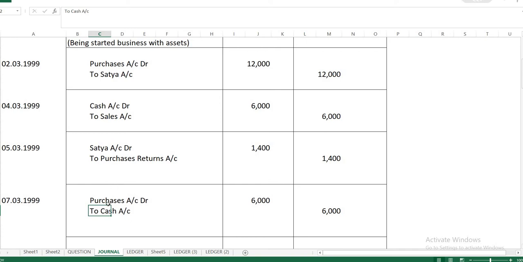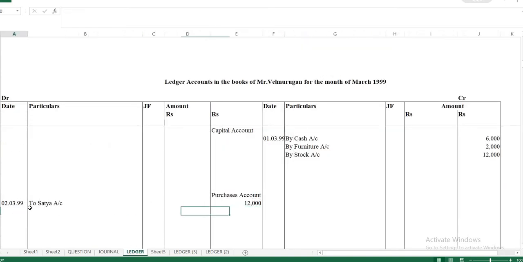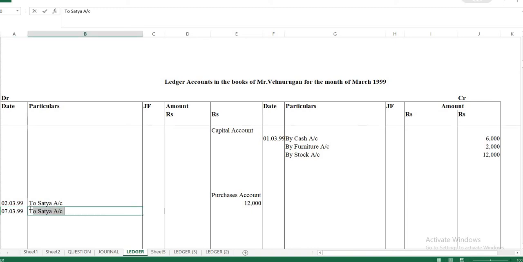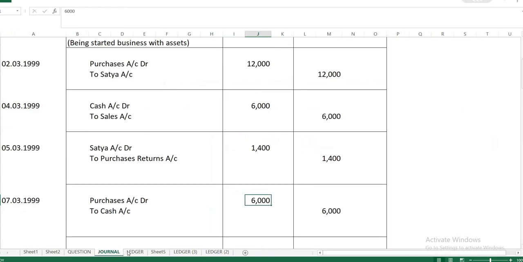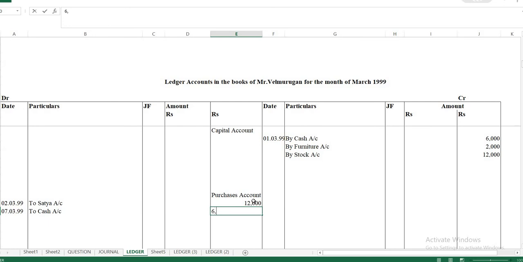Let me repeat once again. In the purchases account, "to cash account" goes on the debit side. In the cash account, "by purchases account" is mentioned on the credit side. Note down the date and the amount. So we can go to the purchases account. It occurred on the 7th. Just mention here "to cash account" and enter that amount. What is that amount? It is 6,000 rupees. So now the purchases account is over.